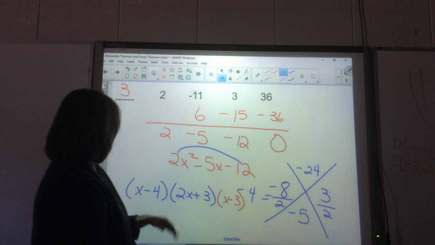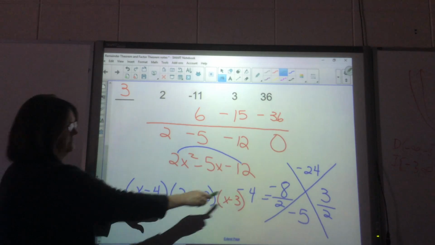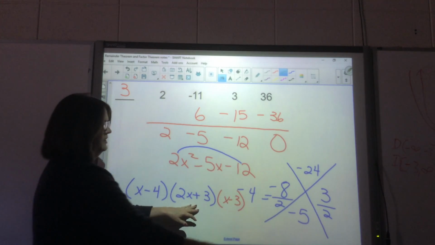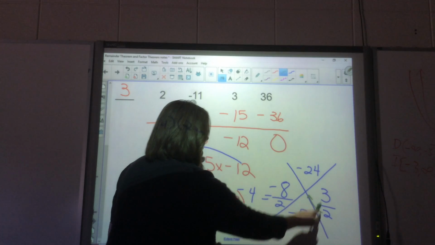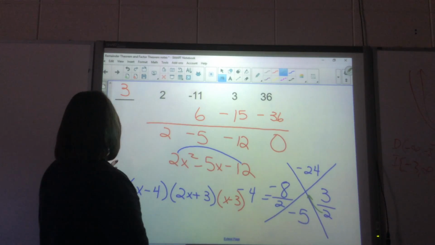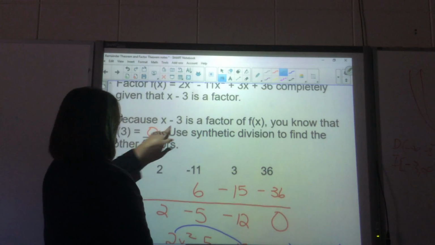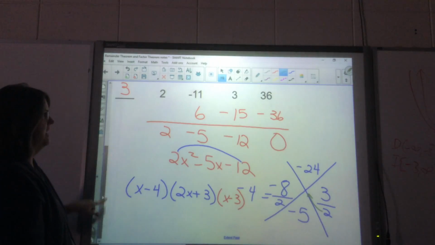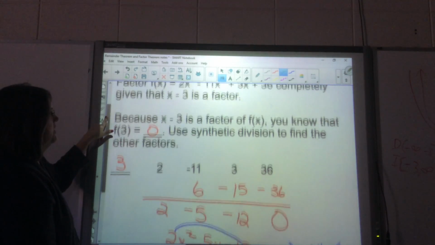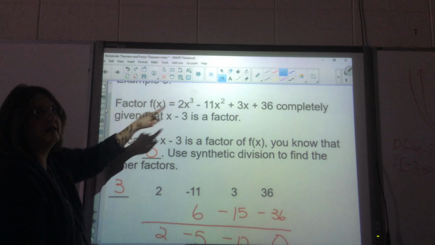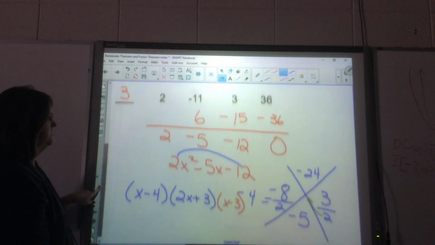And remember, my first factor is x minus 4. My next one is 2x plus 3. And then x minus 3 was given to me in the problem. So here we are. We have now factored this polynomial that we started out with completely down. We have factored it.